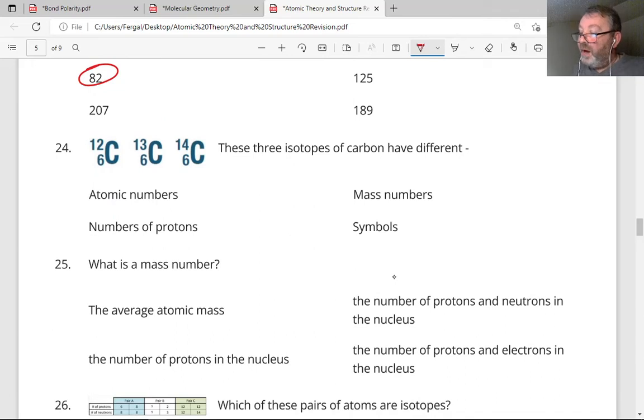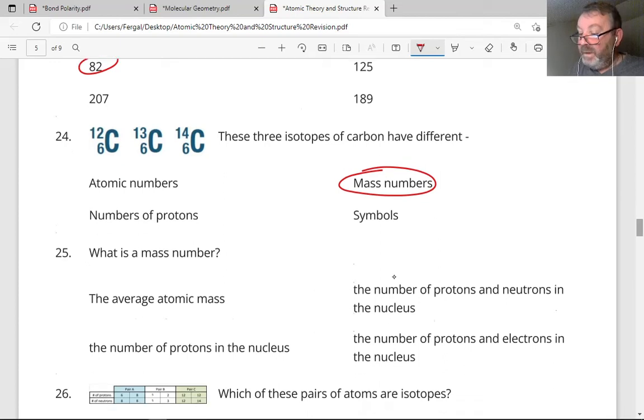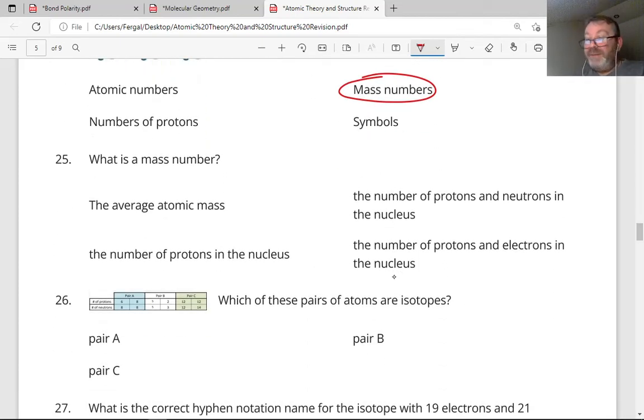3 isotopes of carbon have different what? Well, isotopes always have different numbers of neutrons. And that means that their masses will be different, so they'll have different mass numbers. What is mass number? Well, the mass number of an atom is the combined mass of protons and neutrons.